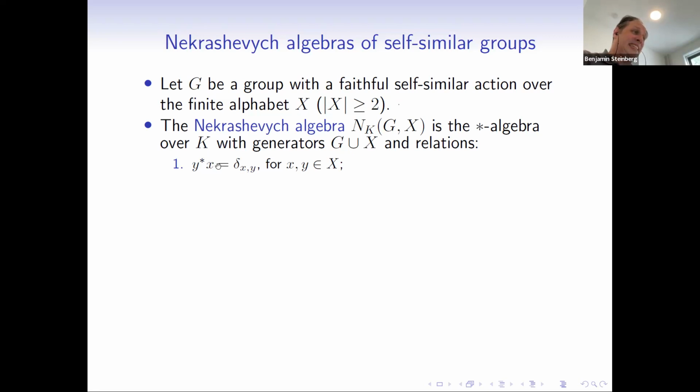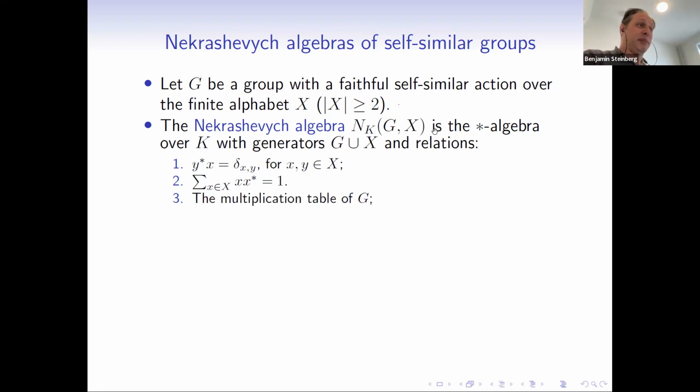You should think of x as add the letter x to the beginning of a word or an infinite word, and you should think of y star as remove the letter y. If I put on the letter x and I remove the letter y, I'm going to get garbage unless y is x, in which case I'll get back to where I started. The second relation is the Cuntz-Krieger relation. It says that the sum of the x x stars is 1. This just says if I remove the letter x and then I put the letter x back, that's the identity, since every word does start with some letter.